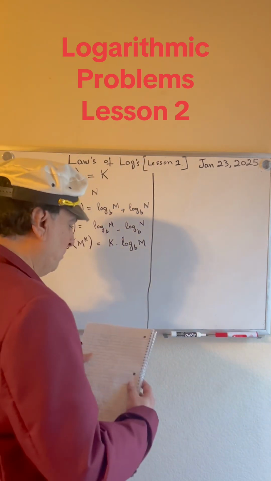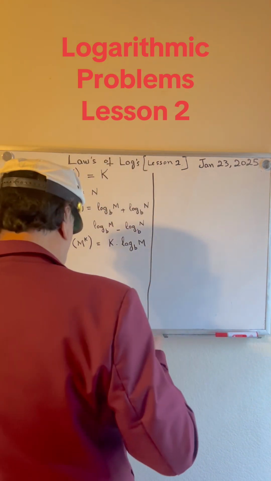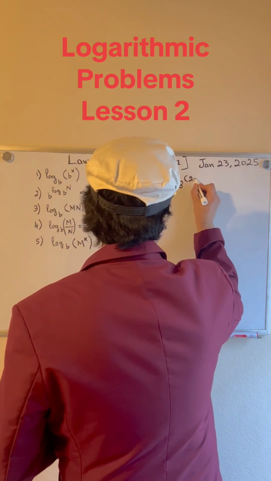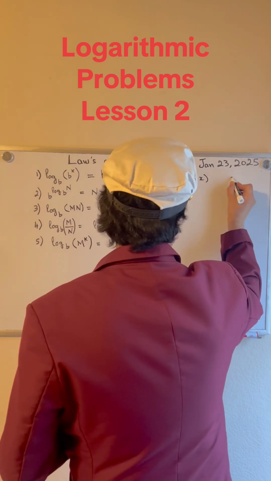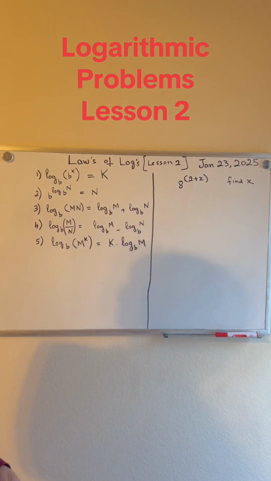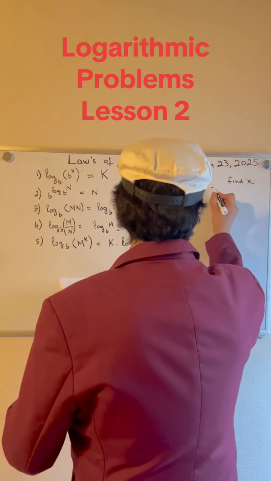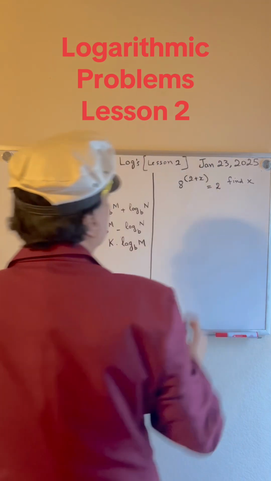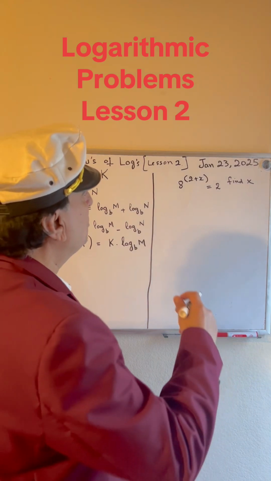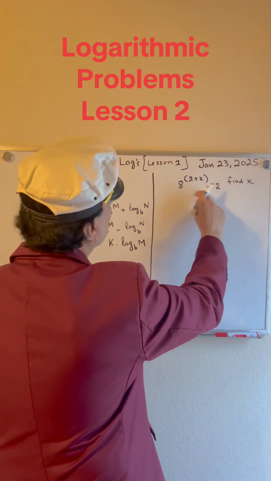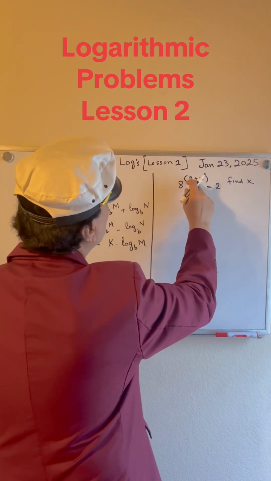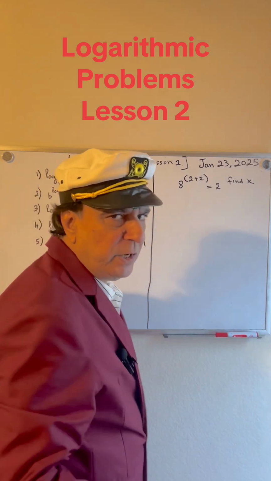Let's go ahead and solve a problem. The problem I have is, let's say you have 8 raised to power 2 plus x equal to 2. We want you to find x. How would you do that? Based on algebra, you can make the base 2 and write it in exponential form, 2 raised to power 3 times (2 plus x), and then work your way using algebra.